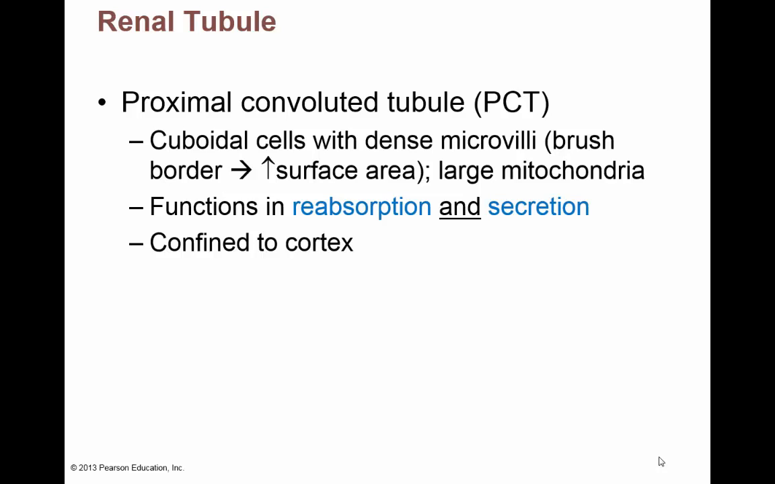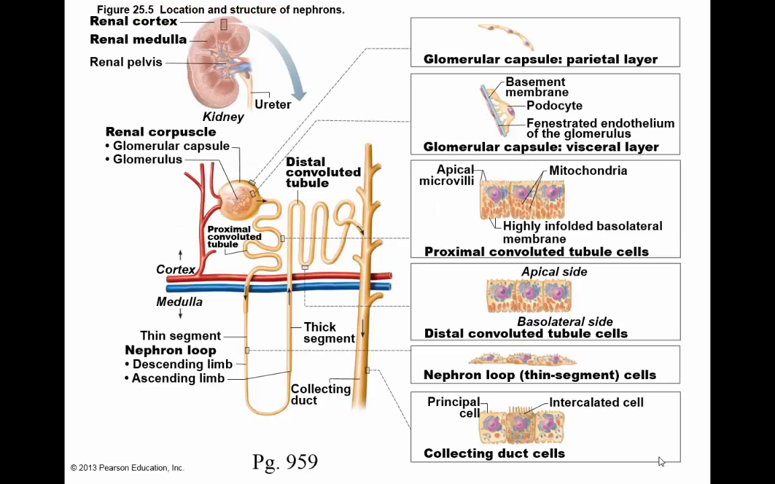The proximal convoluted tubule has cuboidal cells. They have dense microvilli. This is where you're going to have brush border cells. Yes, in the intestines they make some of the enzymes. But by having these microvilli, kind of the folds on the folds, you have really large surface area. We want really large surface area because it's in this proximal convoluted tubule where you have both reabsorption and secretion taking place. The greater the surface area, the more reabsorption, the more secretion can take place. Now, the proximal convoluted tubule, again, is stuck up in that cortex region. So here's your proximal convoluted tubule.